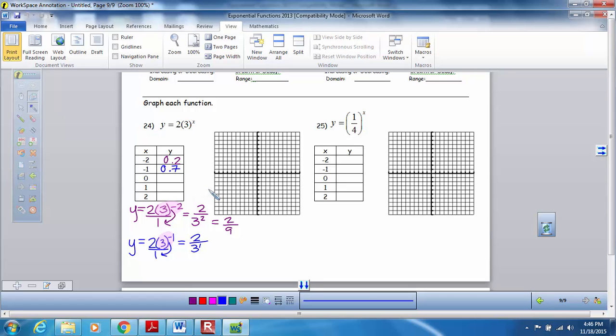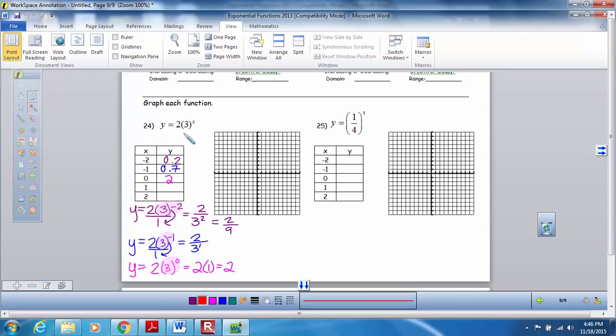Okay? What is anything raised to the 0 power? It's 1. So if we plug 0 in here, we get 2 times 3 to the 0. And remember, it's the same thing again. This exponent only applies to the 3. So I'm going to bring my 2 out. 3 to the 0 is 1, and I know 2 times 1 is 2. So we'd write 2 by 0.